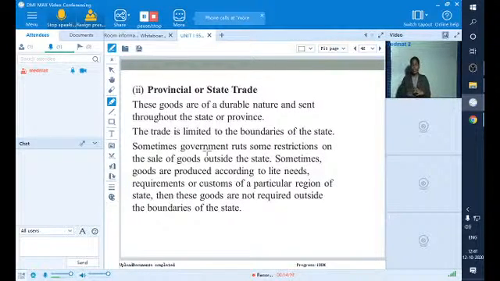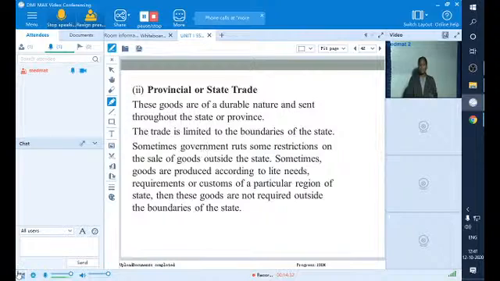The second one is provincial or state trade. These goods are of a durable nature and are sent throughout the state or province. The trade is limited to the boundaries of the state. So here we have a limitation.